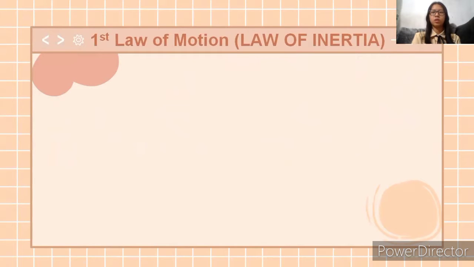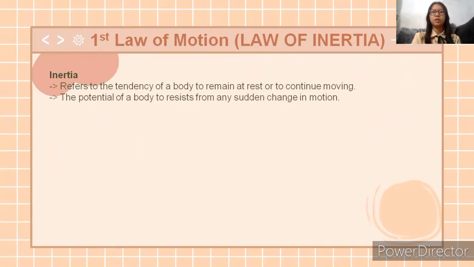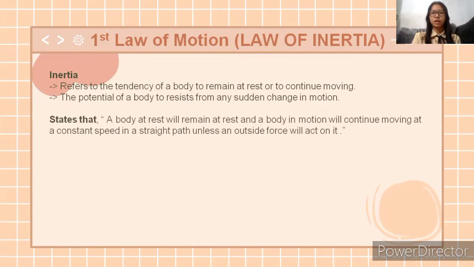First law of motion, or law of inertia. Inertia refers to the tendency of a body to remain at rest or to continue moving. The other definition is the potential of a body to resist any sudden change in motion. The first law of motion states that a body at rest will remain at rest and a body in motion will continue moving at a constant speed in a straight path unless an outside force acts on it. The formula for the first law of motion is sigma F is equal to 0.